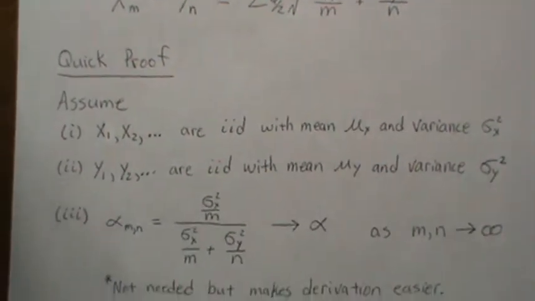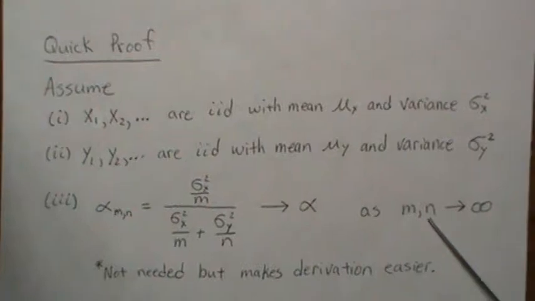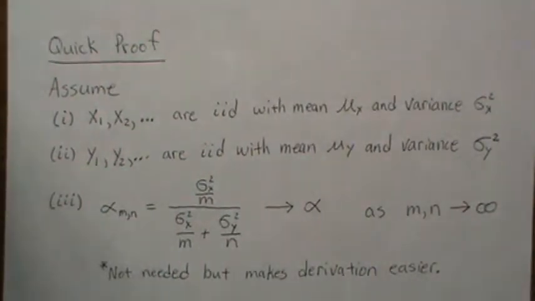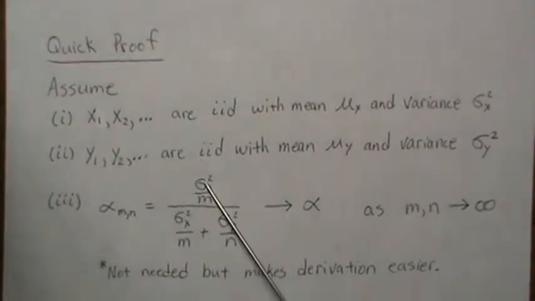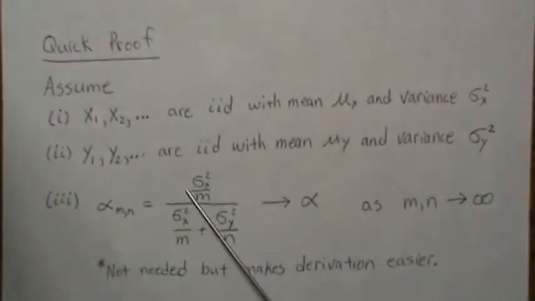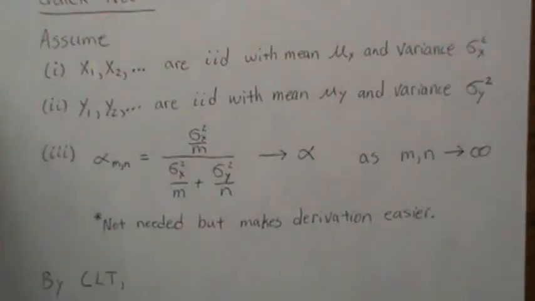And then this next assumption is, since it's asymptotic, we want m and n to go to infinity in a certain way, such that it's well behaved. And the way we're going to do it is we have the constants all divided by an m or an n, and we're going to set it so this converges to a constant alpha. So as m and n go to infinity, they do it in a manner that is well behaved. Now this is not needed in the derivation, but it sure does make it easier. So I'm going to use this assumption in the proof of this video.